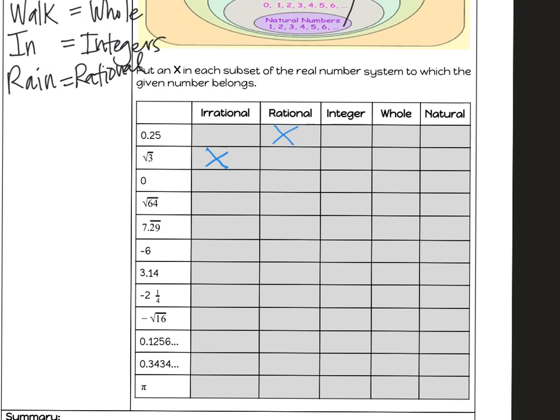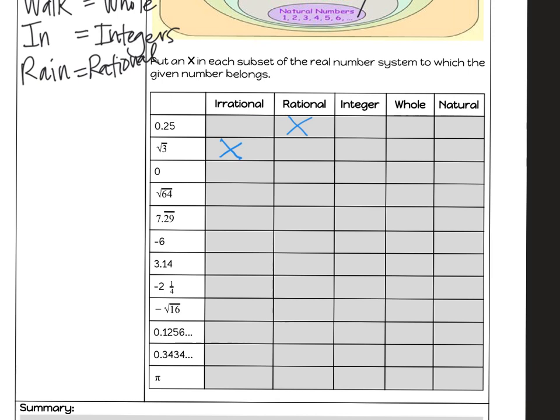Next, we have 0. 0 is a number that ends, so it is a rational number. It's also on the number line, so it is an integer, and it is also a whole number. However, it is not a natural number. When you hear natural numbers, I want you to think of when you learn to count as a little kid, and you typically don't start with 0.